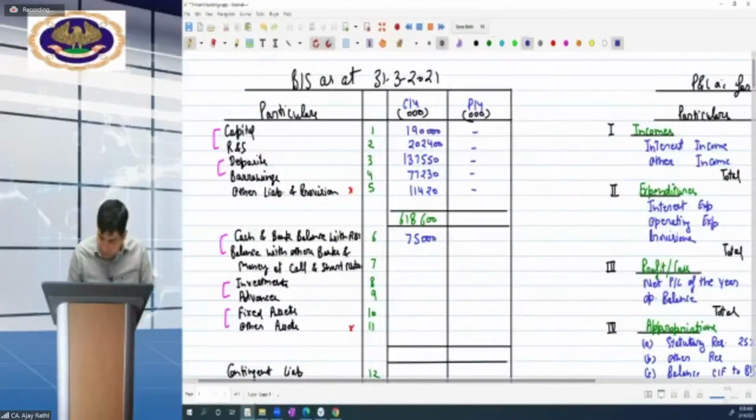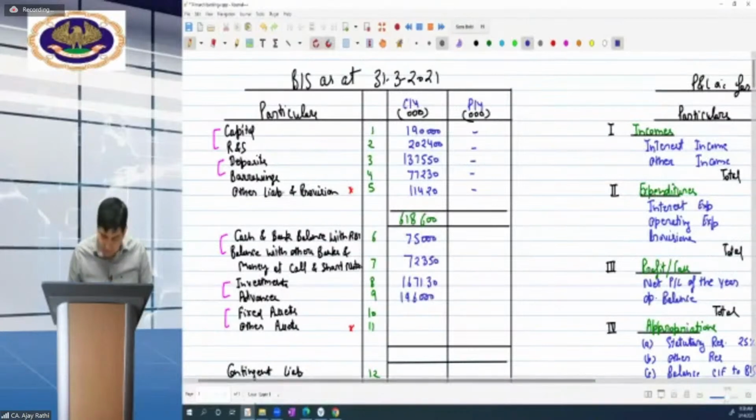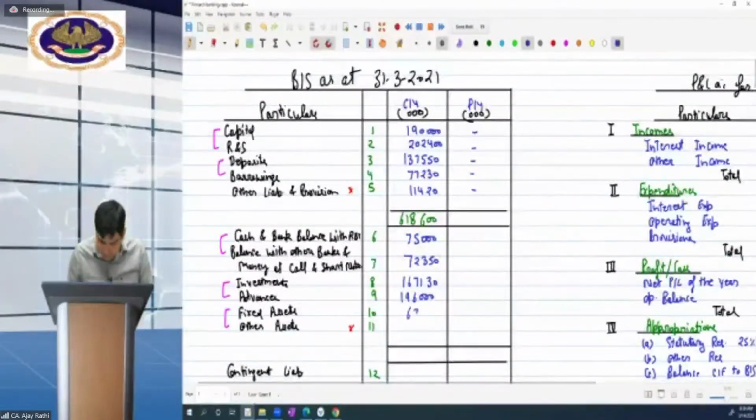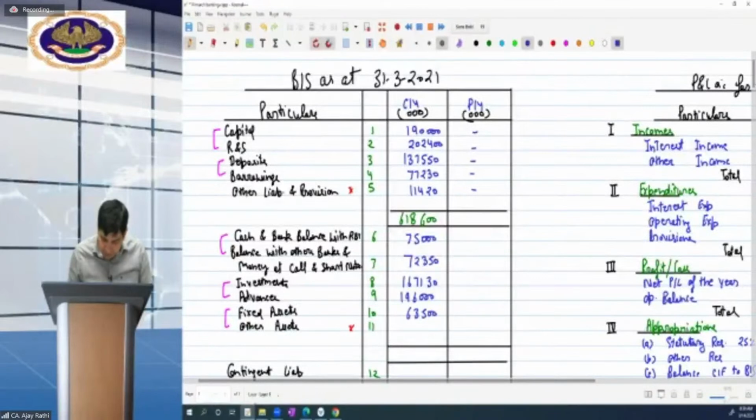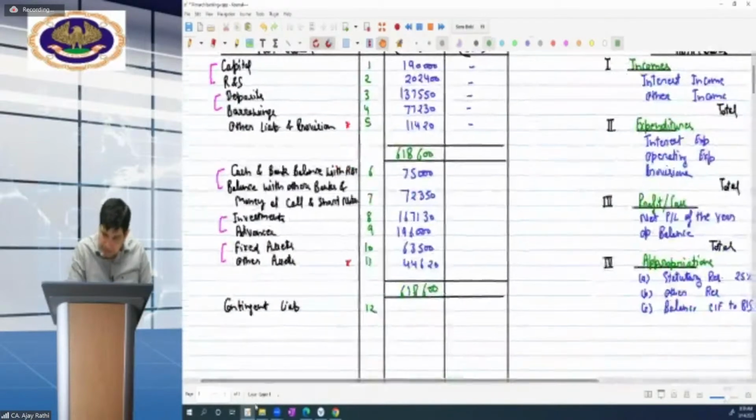Next one, 75,000, 72,350, 167,130, 19 lakhs, sorry, 19,600, 63,500, and 44,620. What is the total? Total is again same, 618,600. And last, now I will be focusing on your query.